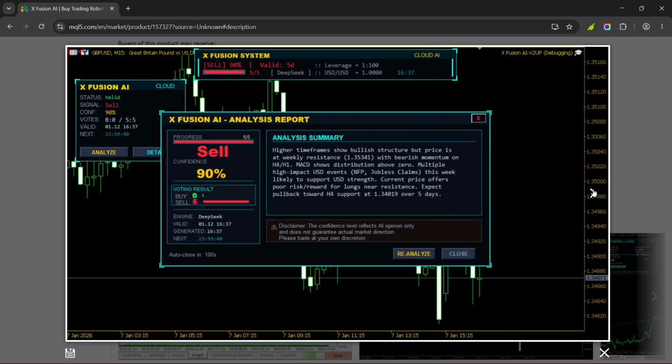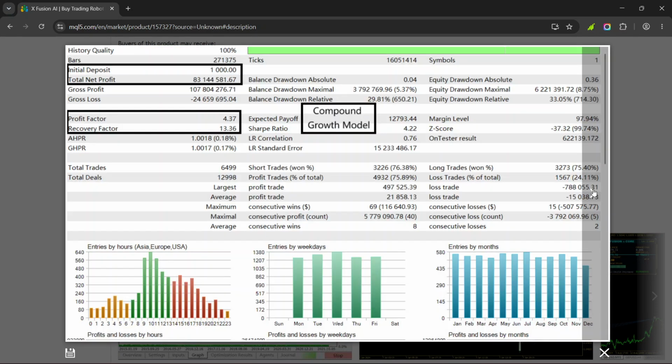Now comparing the results to mine, they had a profit factor of 4.37, initial deposit 83 million, net profit, gross profit 107, profit rate 75.9%. The loss trades are still higher than the profit trades, but it seems they made more profit trades overall.